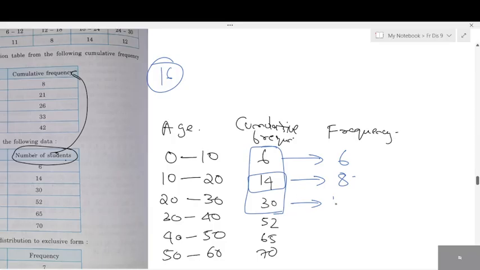Yes, what's the answer? 30 minus 14 is 16. 60 minus 52. 55 minus 52.